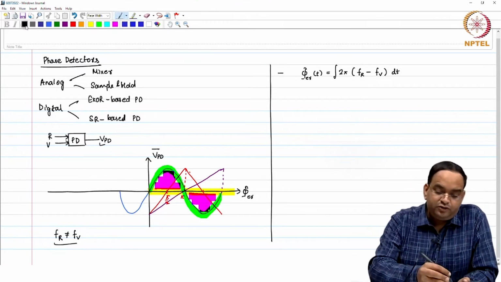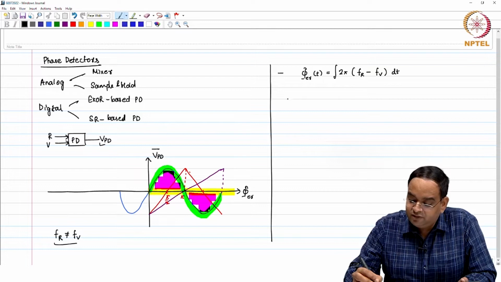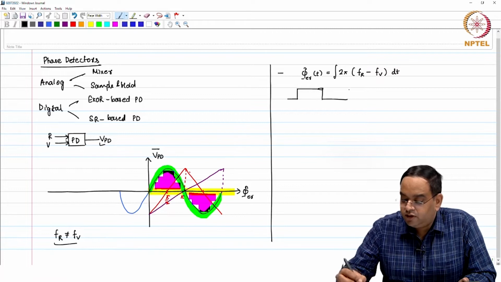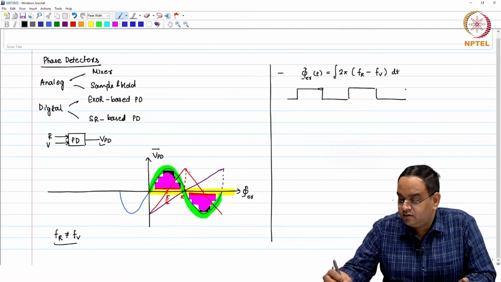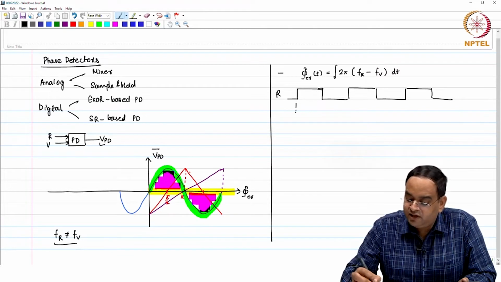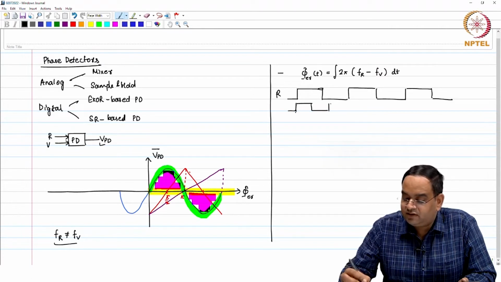Similarly, what is going to happen when you have a square wave? So, just let us take a look here. You have, let us say, SR flip flop based, and this is the R signal, and then I have the V signal, maybe it can start with the same point, but you can have this as a V signal.